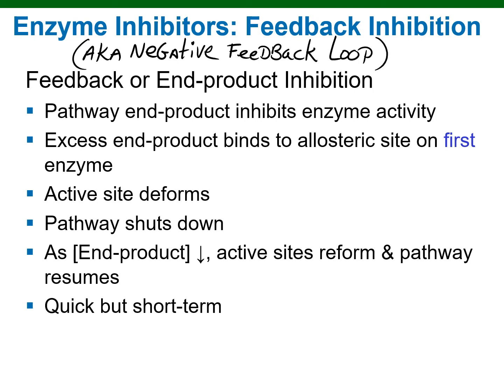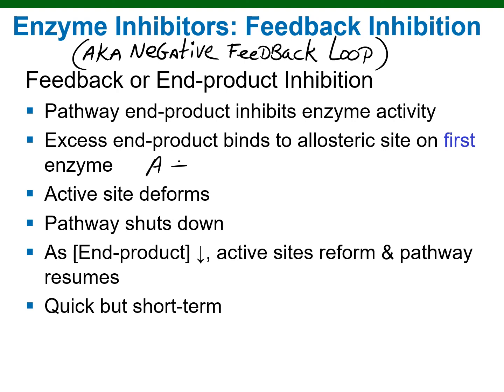And the way that this works is an enzymatic pathway may move from A to B to C to D, but at the end of that, let's say D is the final end product. That end product, when the enzymatic pathway produces enough of it, will serve to inhibit the enzyme's activity. And so the way the end product does this is it binds allosterically to the allosteric site on the first enzyme of that pathway.